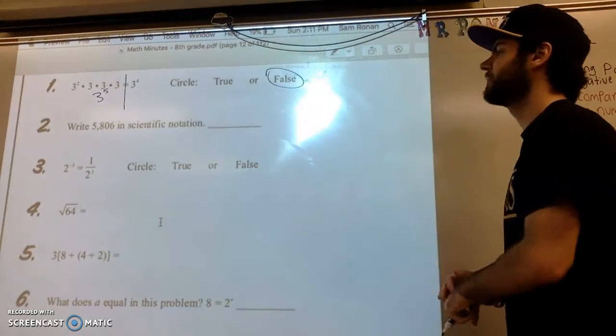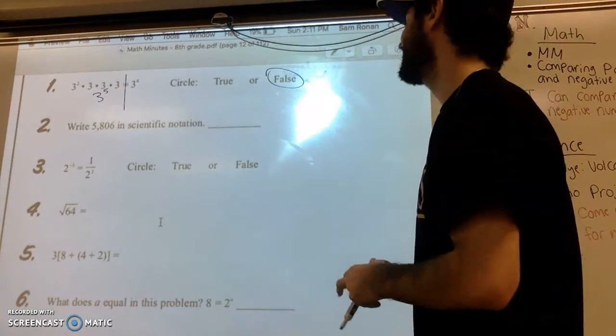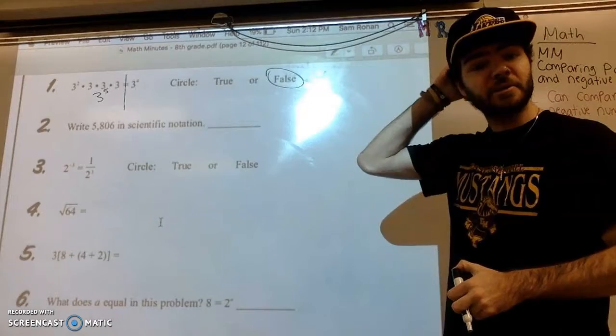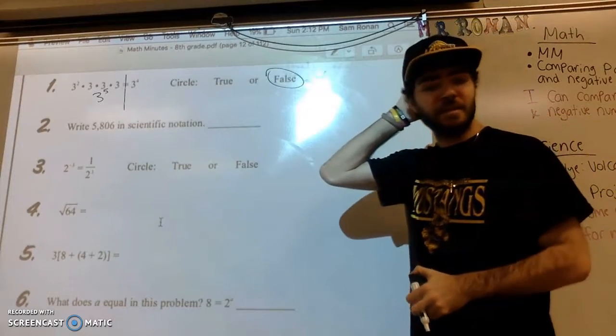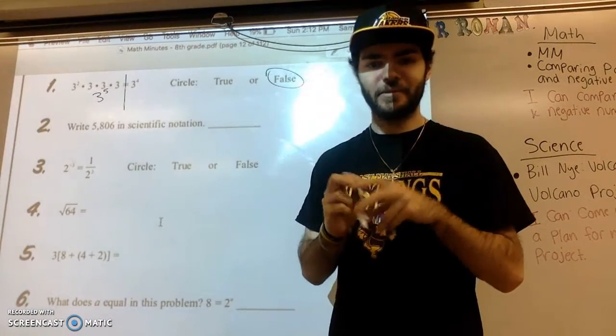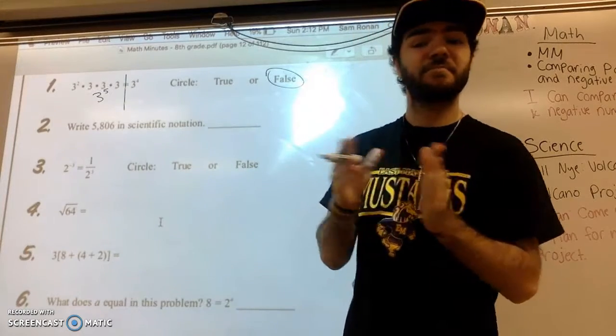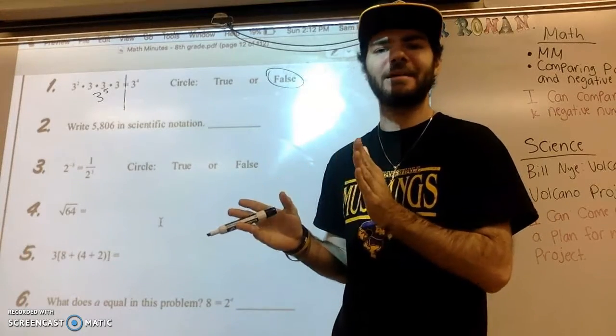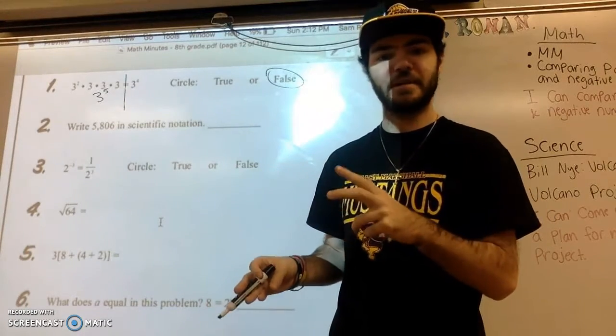Okay, number 2. Write 5,806 in scientific notation. So when we talked about scientific notation, we're multiplying a number that only has a number in the ones place, everything else is behind a decimal. We're multiplying it times 10 with some sort of exponent.